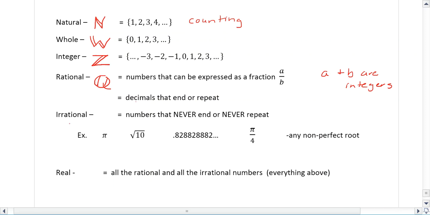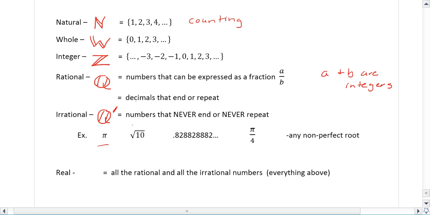So vice versa, irrationals, their symbol looks very similar. It's a funny looking Q, but it has this prime symbol there. So Q prime. They are numbers that never end or never repeat. I've listed some examples here of irrationals just for our discussion. Most of us are familiar with pi. It's a number that occurs in nature. It's the ratio of the circumference of a circle to its diameter. And computers have figured this to millions and billions of decimal places, and it never does repeat, and it never does end.